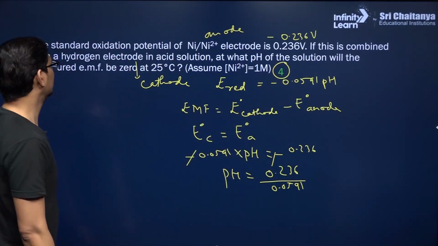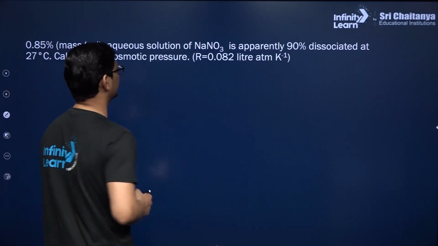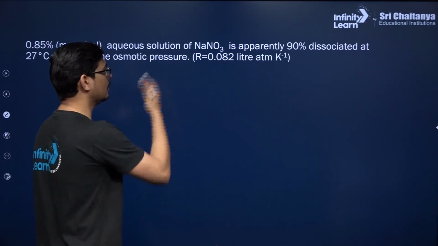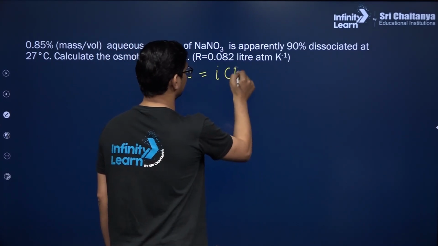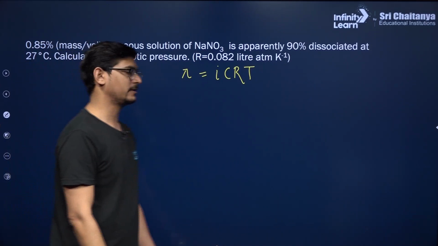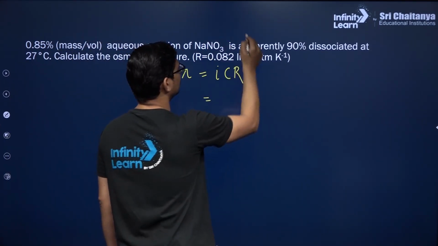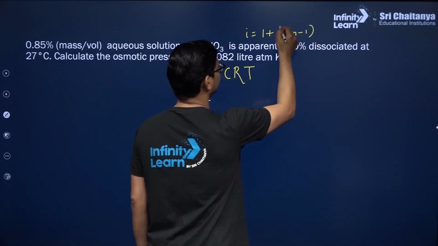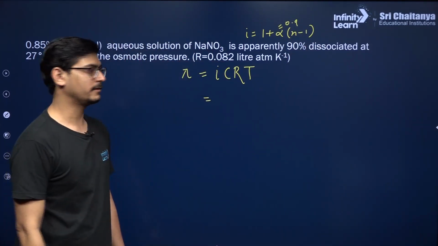3.99 something. Next question. 0.85% mass by volume aqueous solution of NaNO3 is apparently 90% dissociated at 27 degrees Celsius. What is the osmotic pressure? So osmotic pressure is iCRT, right? Van 't Hoff factor, molar concentration, universal gas constant, temperature in Kelvin. So for NaNO3, Van 't Hoff factor is 1 plus alpha (n minus 1), alpha is 0.9 because it is 90% dissociated, so divide by 100.